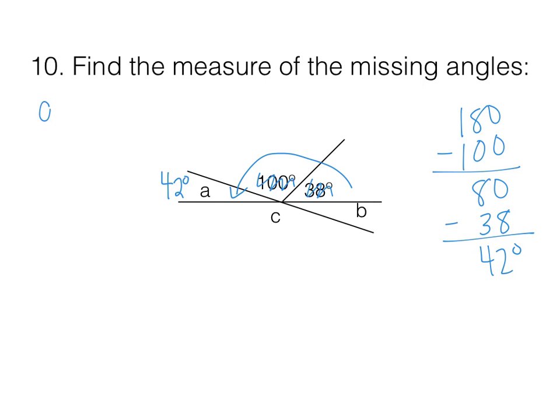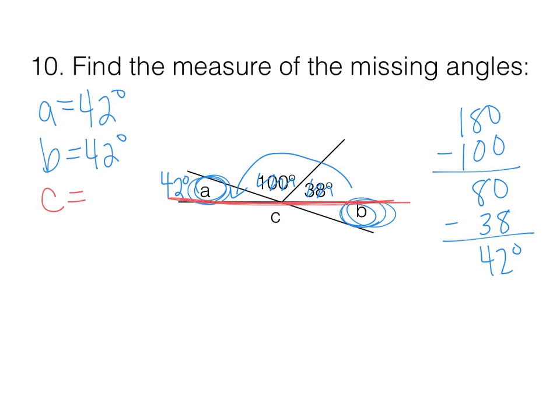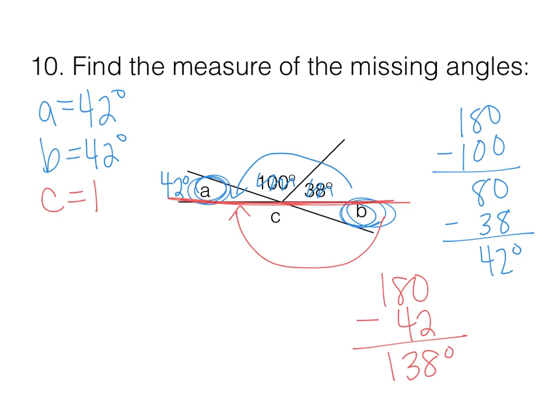Now if A is 42 degrees, then B also has to be 42 degrees because A and B are vertical angles. If I'm trying to figure out what C is, I know that B and C together make 180 degrees. I take 180, I subtract 42 degrees, I end up with 138 degrees for C.